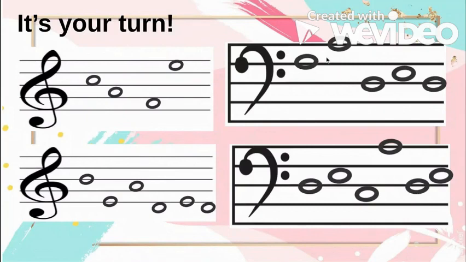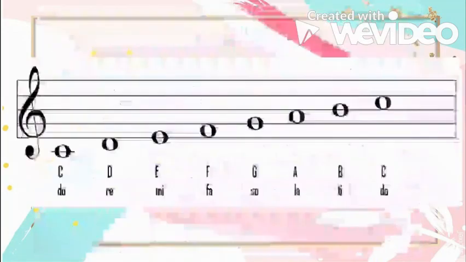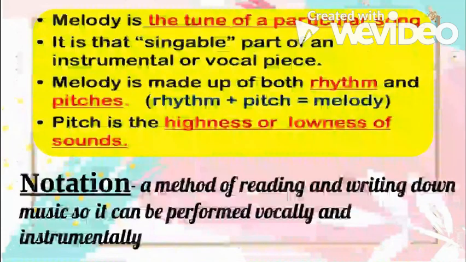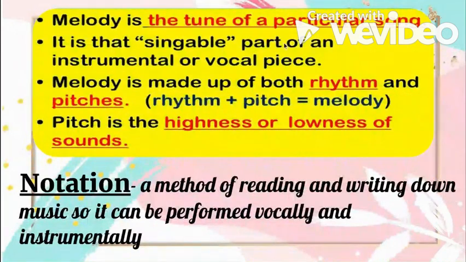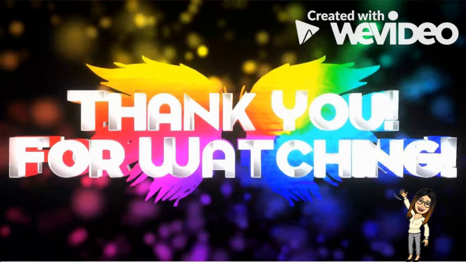What is melody? When we say melody, it is the tune of a particular song. It is the singable part of the instrumental or vocal piece. Again, this is a combination of rhythm and pitches. Again, pitch is the highness or lowness of the sounds. So again, if you have questions, please don't hesitate to ask your teachers.